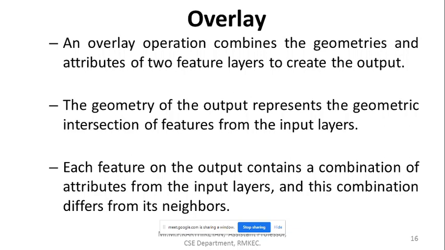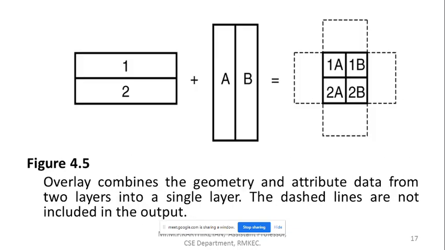For example, the first one is the geometric data, and the second one is the attribute data. So these four are being combined together. In geometric data we have two IDs, 1 and 2, and in attribute data we have two data, A and B.